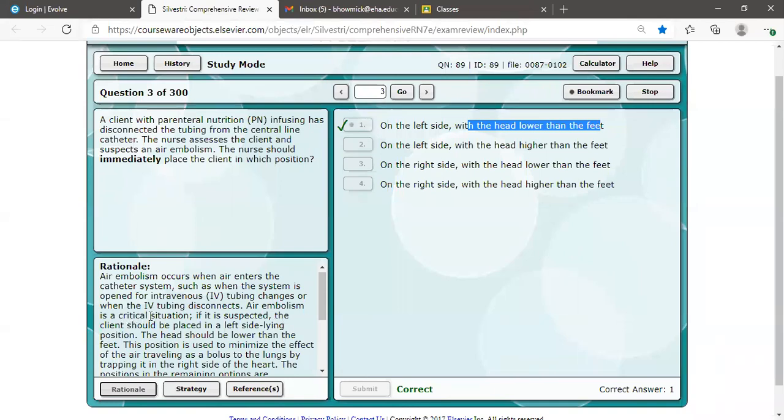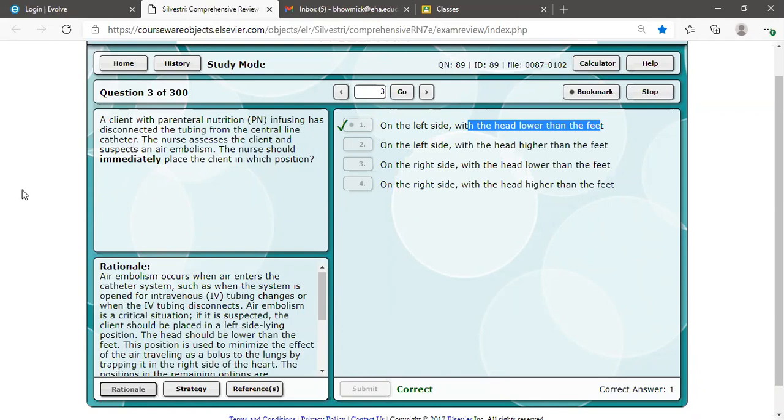Air embolism is a critical condition. If it is suspected, the client should be placed in the left lying position, with the head lower than the feet. The position is used to minimize the effect of air traveling as a bolus to the lungs by trapping it, right? So, my friend, if you work in the hospital and any incident like this occurs, what are we supposed to do? If air embolism develops, we turn the client to the left side and use Trendelenburg positioning, so the air bubble does not travel into the cerebral circulation, right?